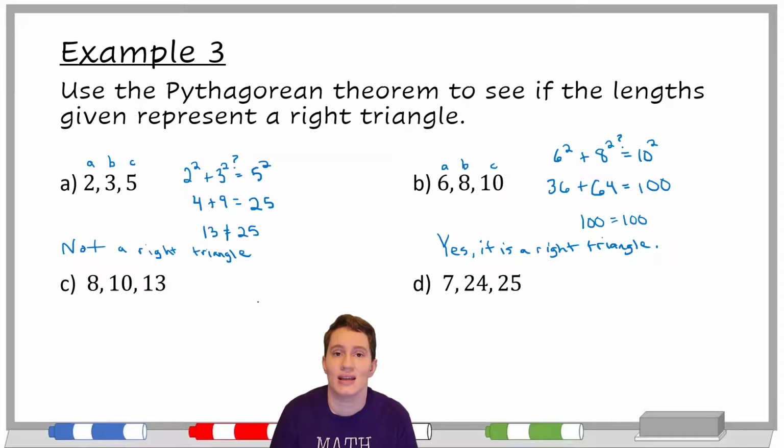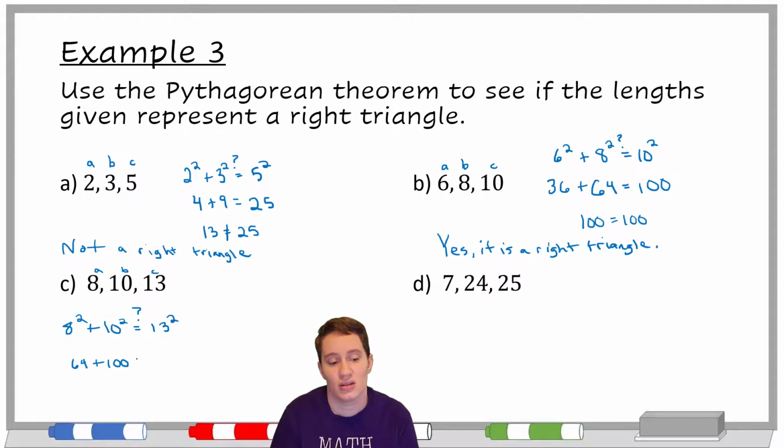Okay, let's look at 8, 10, and 13. So A, B, C, 8 squared plus 10 squared equals 13 squared. Is that true? 64 plus 100. And remember from earlier, 13 squared is 169. Well, 64 plus 100 is 164. That's pretty close to 169, but close is not good enough. Those do not equal. So C is not a right triangle.